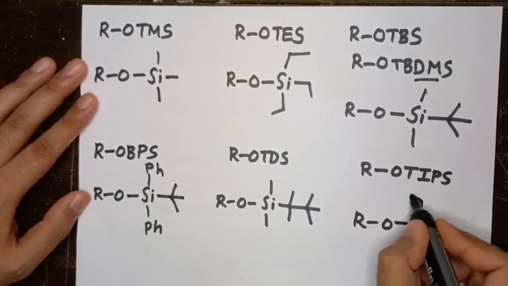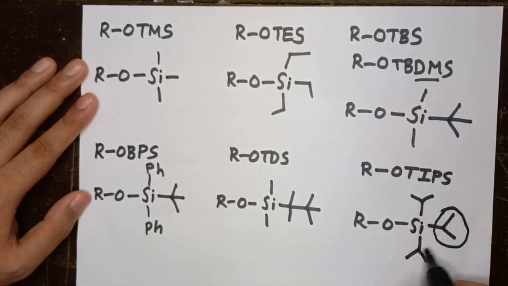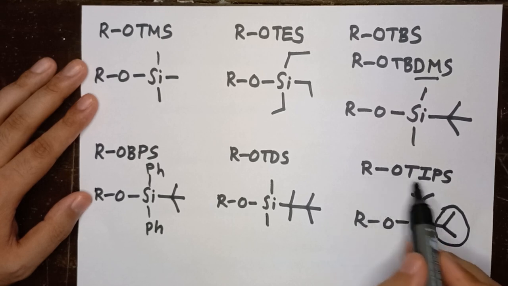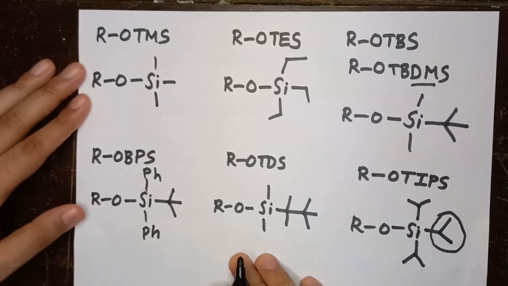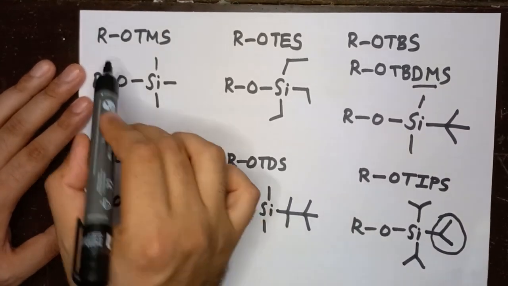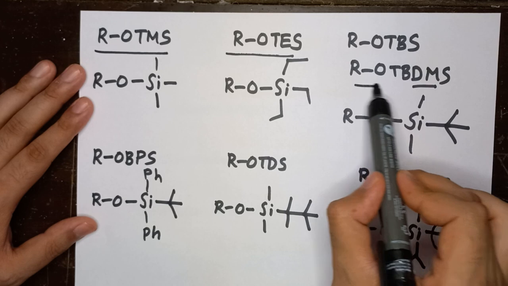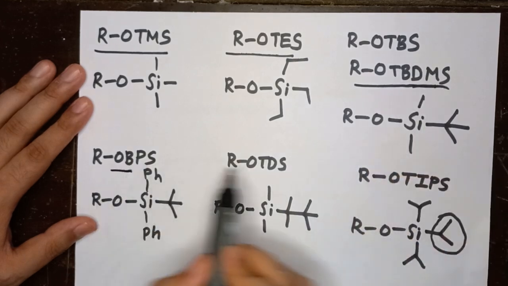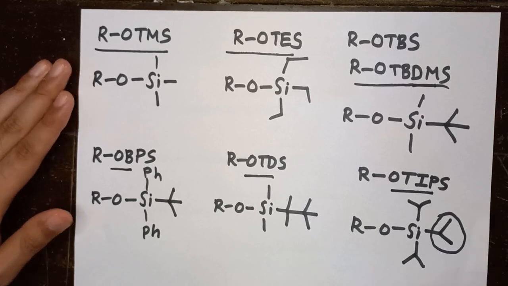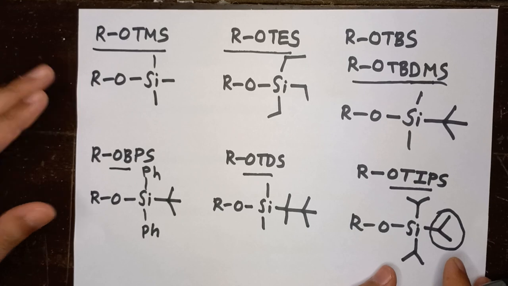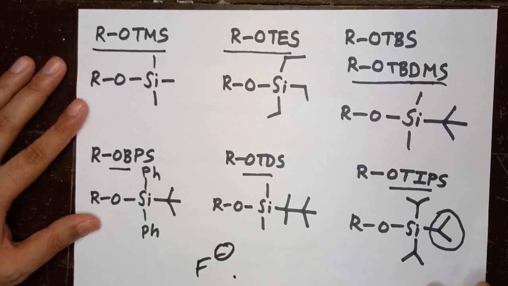We have a triisopropyl group. So this is an isopropyl group, and we have three isopropyl groups. That's why it is named RO triisopropyl silane. So these are the six silyl groups we have: ROTMS, trimethyl, triethyl, tert-butyl dimethyl, BPS, TDS, and the triisopropyl silane group. So we have seen the protection, use the chloride version of it to protect, and to deprotect you have to use an F minus source.